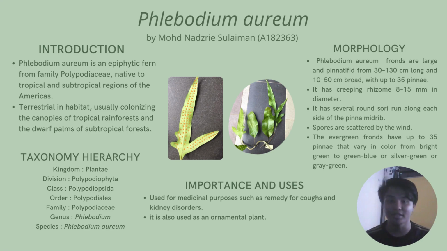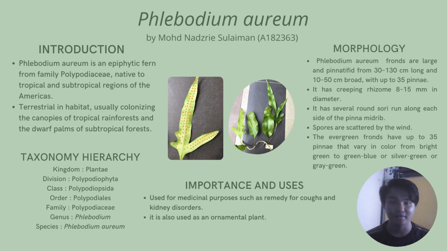For the morphology, Phlebodium aureum fronds are large and pinnatifid, from 30 to 130 cm long and 10 to 50 cm broad with up to 35 pinnae. It has a creeping rhizome from 8 to 15 millimeter in diameter.